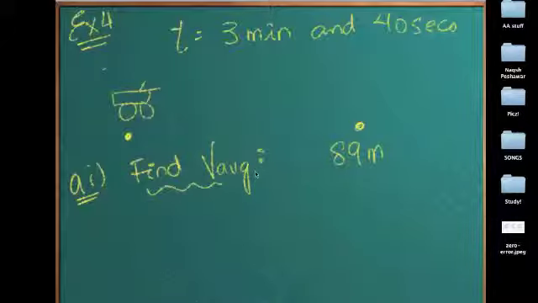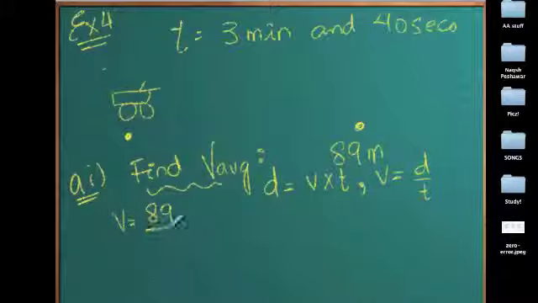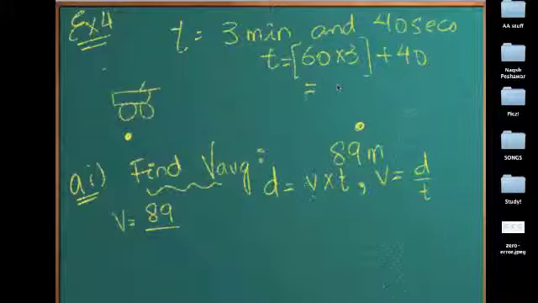Okay, that is easy. We were using the formula before. D is equal to V times T. Since we want velocity now, we'll just change the subject. V is equal to D over T. Distance would be 89. And time, we can convert it to seconds again. So 3 minutes is 60 times 3, this is in seconds, plus 40. This becomes 220 seconds. So 89 over 220.